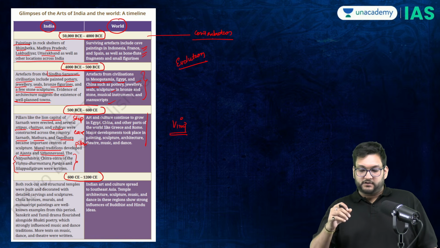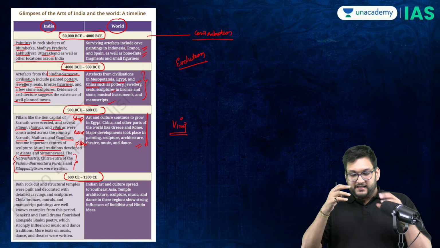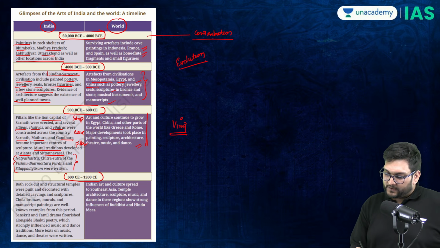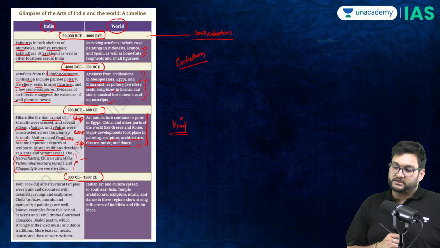And at this point of time, China, Egypt, Greece, and Rome were the basic areas. Same type of understanding, which is painting, sculpture, architecture, theater, music, dance. Similarly, we have texts which are talking about it.